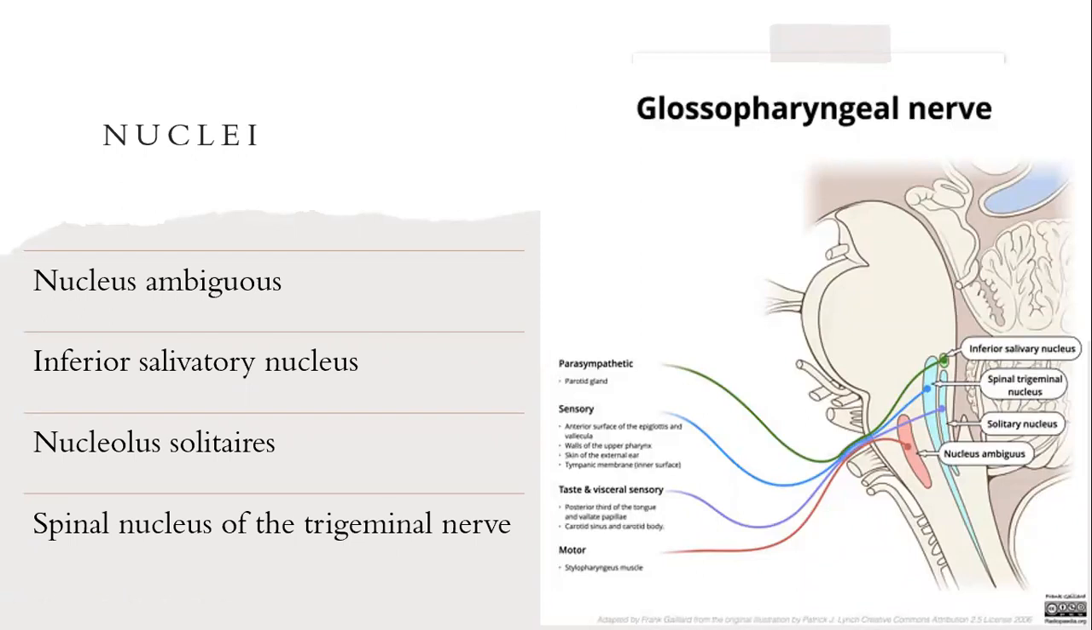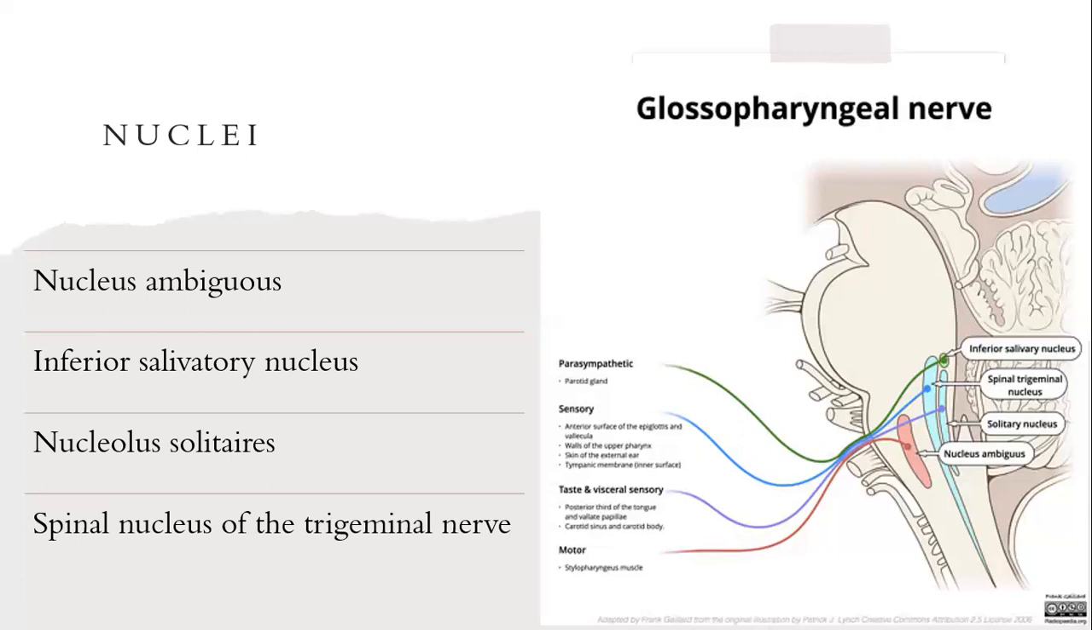So the glossopharyngeal nerve has 4 different nuclei, which are the nucleus ambiguus, the inferior salivatory nucleus, the nucleus solitarius, and the spinal nucleus of the trigeminal nerve. For the nucleus ambiguus, the motor fibers originate in the upper part of the nucleus ambiguus in the rostral pons, which receives bilateral supranuclear innervation from the corticobulbar fibers. And then for the inferior, the autonomic parasympathetic fibers arise in the inferior salivatory nucleus located in the dorsal pons.